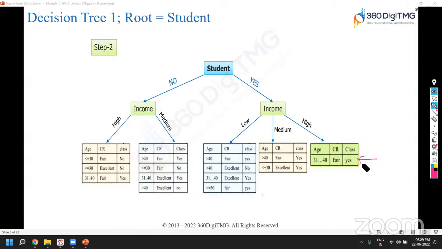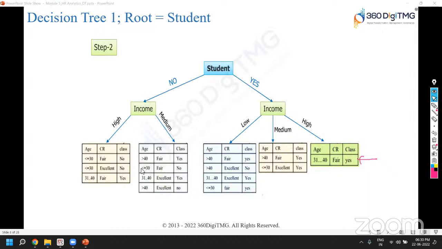Another is when there are no columns, only one column is left. Even in this case, we will be able to stop the growth of the tree. But here, as you can see, we have multiple columns, so none of the branches has a single column, so no problem. Next, we have low. The income group is low. This basically speaks about the age, credit rating, and class. So we have different options here.